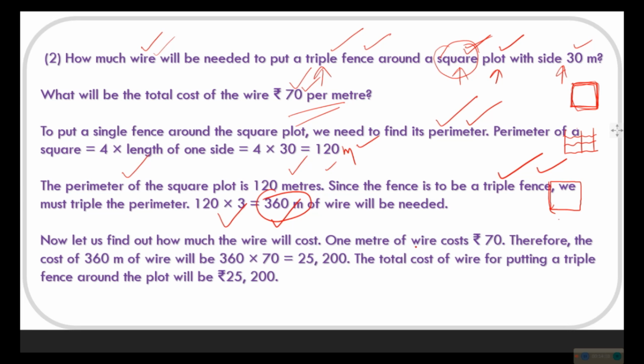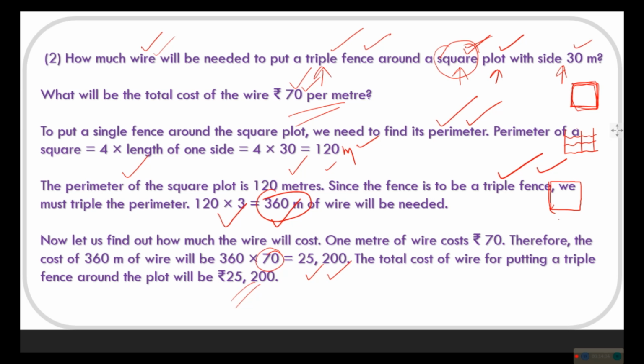In that case, 360 meters of wire required and per meter it is 70 rupees. So 70 into 360, 25,200 rupees से वो स्क्वायर प्लॉट का फेंसिंग हो जाएगा. Contractor को we have to give 25,200 rupees to the contractor in order to complete the work.